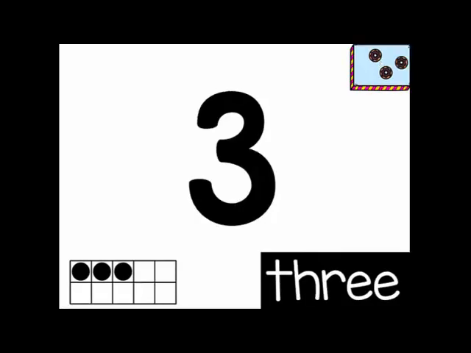What comes after number 1? 2. This is number 2. Here there are 1, 2 counters on the tens frame. And here you can see 2 donuts. 1, 2. After number 2 comes number 3. Here you can see 3 counters on the tens frame. 1, 2, 3. And here there are 3 donuts.